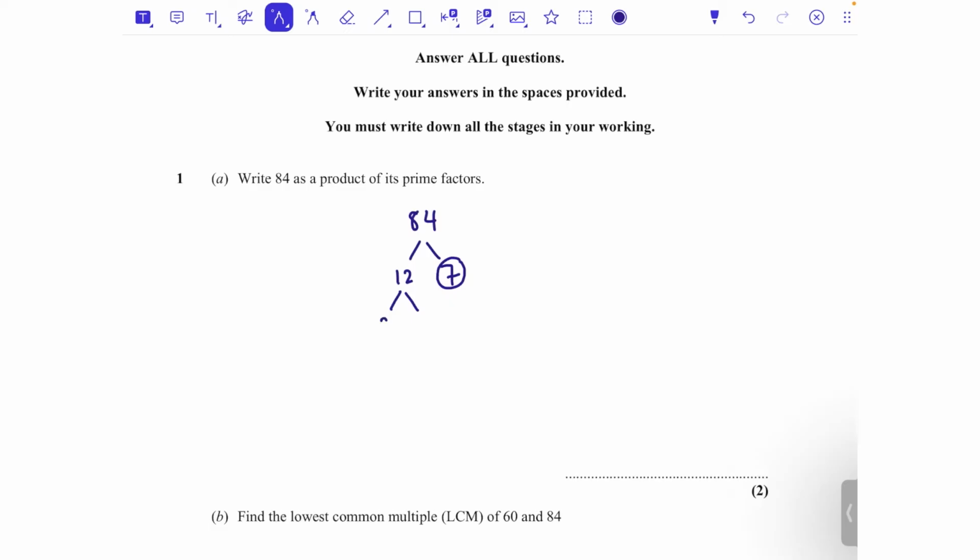So 12 is 2 times 6, 2 is prime, so let's circle that. 6 is 2 times 3, and they're both prime, so they both get circled, and we are done. Therefore, our answer is 2 times 2 times 3 times 7. Now that's actually all we need to write for both marks there. It didn't say give your answer in index form. If it did, you would have to write it as 2 squared times 3 times 7, with that index for the 2 times 2, but either of those answers was absolutely fine for 2 marks there.